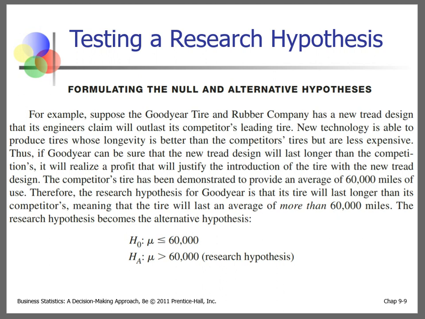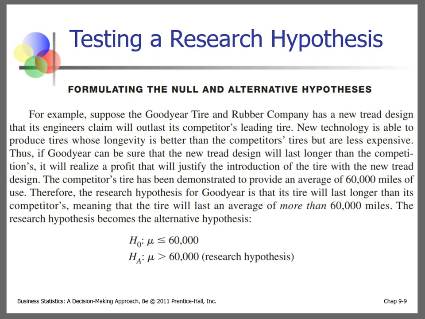For example, suppose the Goodyear Tire and Rubber Company has a new tread design that its engineers claim will outlast its competitor's leading tire. New technology is able to produce tires whose longevity is better than the competitor's tires but are less expensive. Thus, if Goodyear can be sure that the new tread design will last longer than the competition's, it will realize a profit that will justify the introduction of the tire with the new tread design.